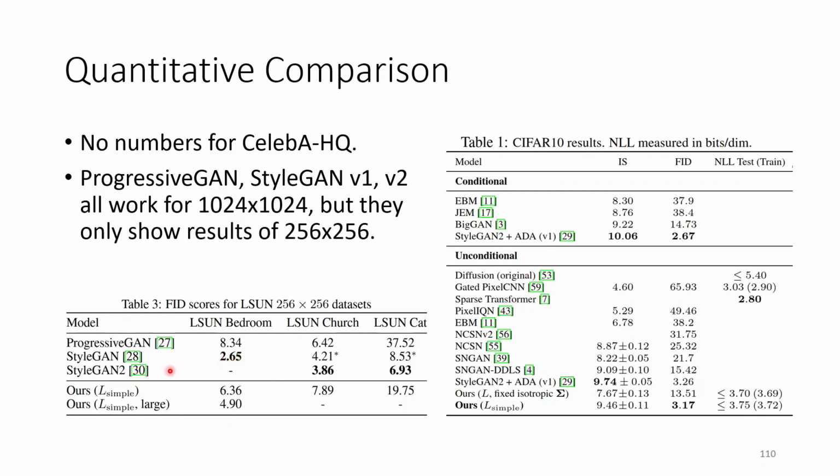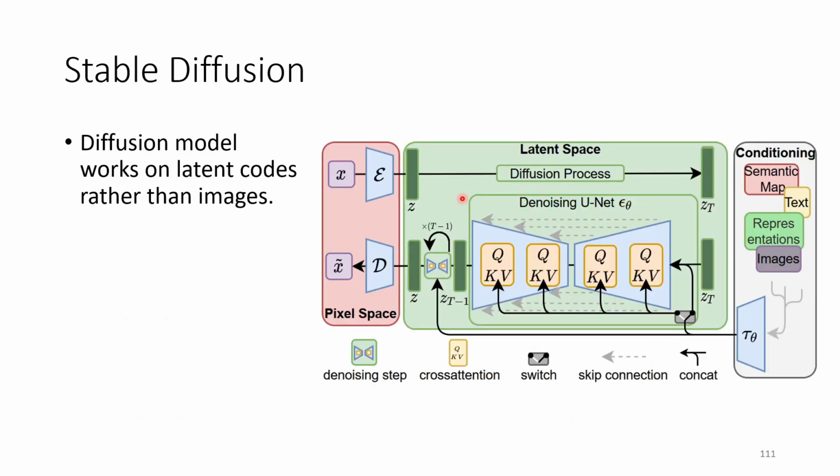And if you see the FID values, theirs are not the best ones. So this paper is important, but it didn't attract a lot of attention until stable diffusion was released. So the Easy Diffusion you used, in fact, the algorithm behind it is stable diffusion. So what's the contribution of stable diffusion? DDPM does the diffusion model on the image itself. But the stable diffusion doesn't.